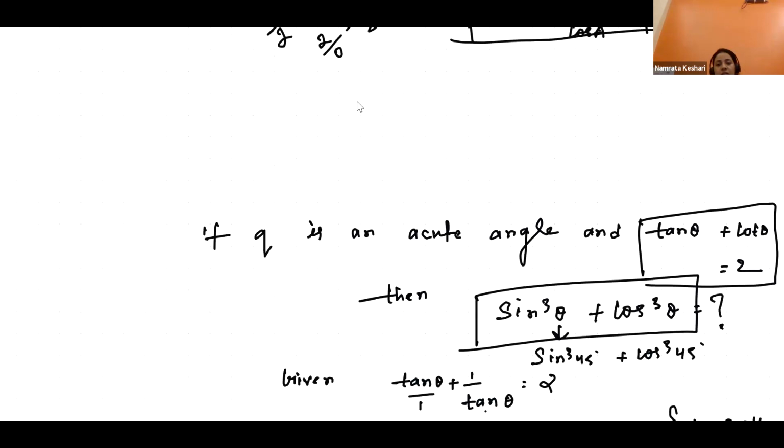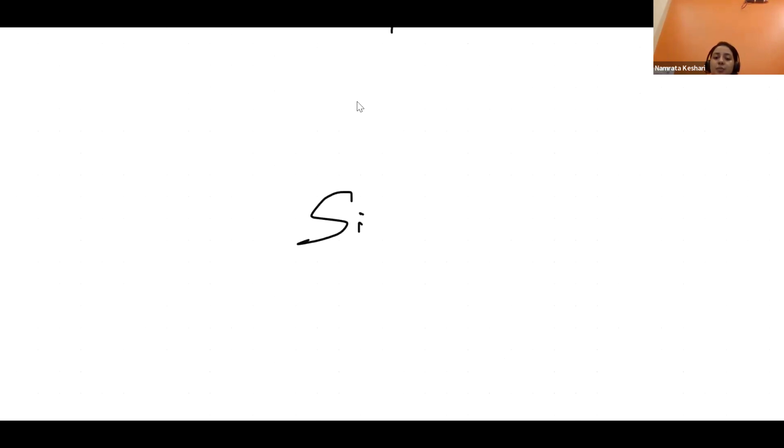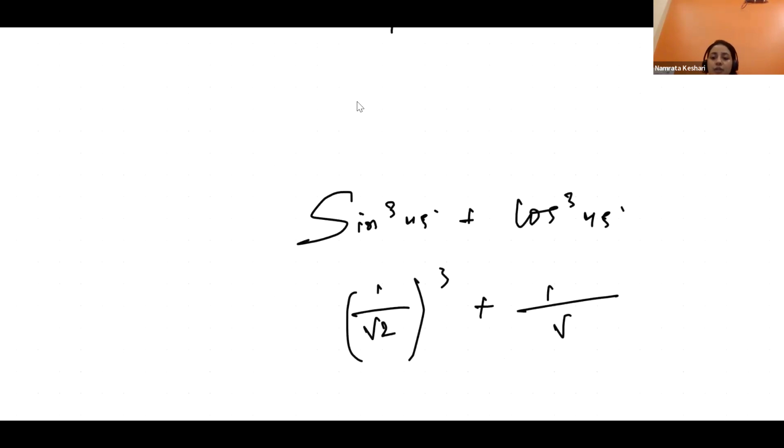Ma'am, then we put values of sin 45 whole cube and then cos 45 whole cube. We get the answer. Yeah, yeah. Sine cube 45 plus cos cube 45, and that will be the final answer. That means (1 by root 2) whole cube, again (1 by root 2) whole cube. Okay, now we will try doing the simplification over here.